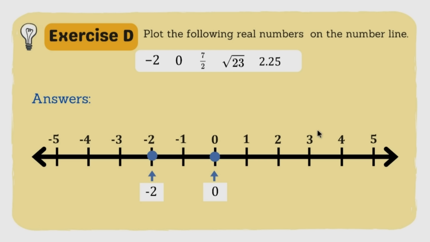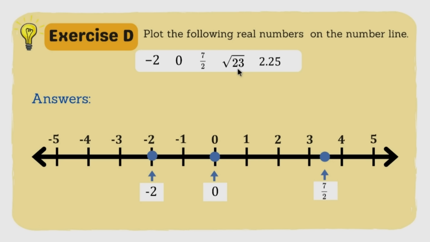So saan ba yung 3.5? Nandito po sa gitna ni 3 and 4. Therefore, this is now our label 7 over 2. Next, we have here square root of 23. Is this a rational or irrational number? Okay, take note, yung 23 hindi naman siya perfect square, kaya ito po ay irrational number.